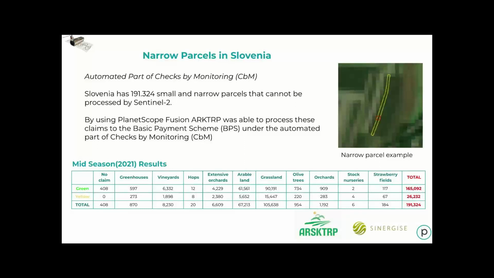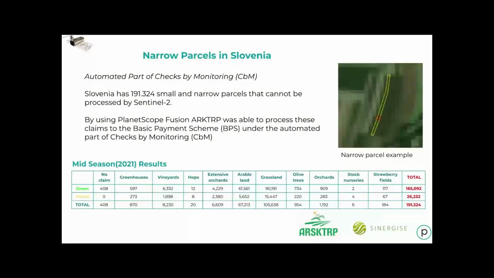So halfway through the season, now we have the results in this table on the basic payment scheme, where we can see on the different crop types how our Fusion data was able to assess for compliance and assign the different traffic lights, green and yellow. Having said that, of course, it's mid-season, the inconclusive yellow here is expected to go down as the farmers still need to perform some activities on the land. So at the end of the season, the results are going to look different, but the Slovenian paying agency is very happy that they're finally able to find a solution for these 190,000 parcels where they don't have to engage with the farmer or in other ways do a manual workflow.